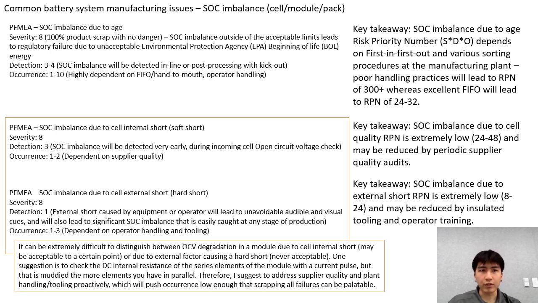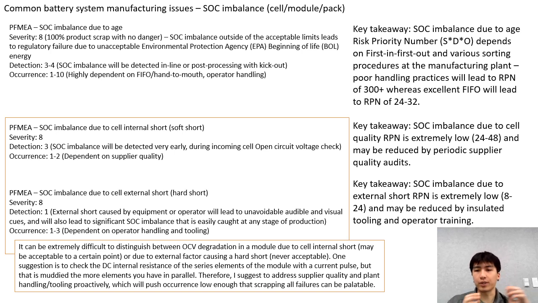So in the PFMEA, there are three categories. There's a severity category, which says how dangerous or how severe a defect is. There's a detection category, which tells you how difficult it is to detect. If it's impossible to detect, it's a 10. If it can be detected every time, it's a 1. And then the last one is occurrence, which is how often does it occur.